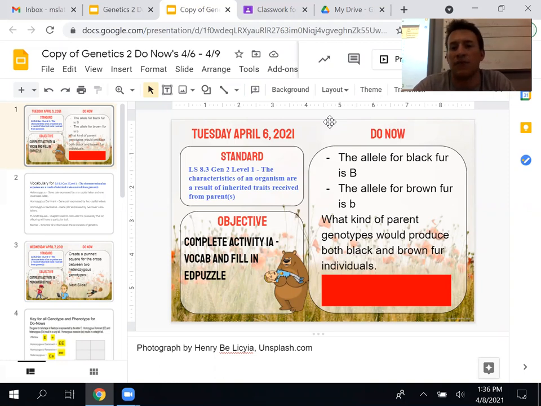First thing is for these do nows, remember, we are starting a new unit on genetics 2. Okay. This time, we're not only looking at how genes get transferred, but how we can predict these transferring of genes.